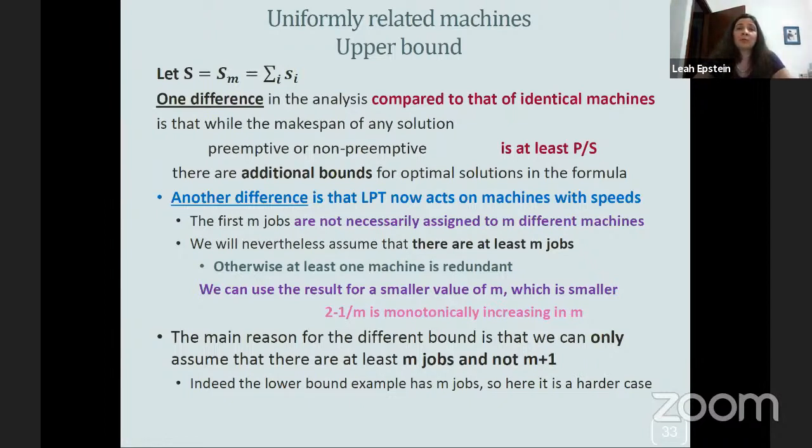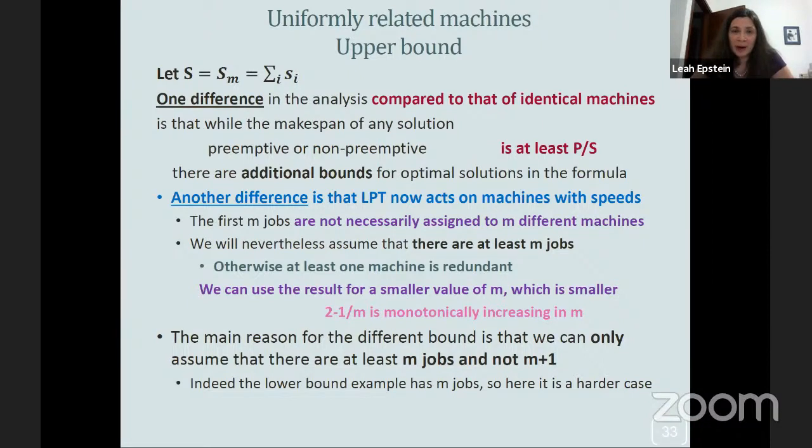For the upper bound, we do something that is similar but different from before. Earlier, for identical machines, we assumed that there are at least m+1 jobs, because if there are m jobs, it is really easy. But LPT for related machines doesn't always assign 1 job per machine. It depends on the speed. If one machine is very fast, you would want to see all the jobs there. What we can assume is that there are at least m jobs.